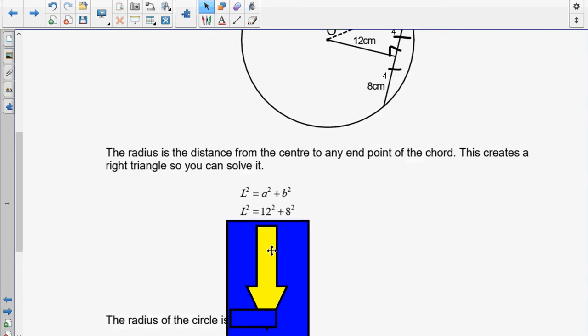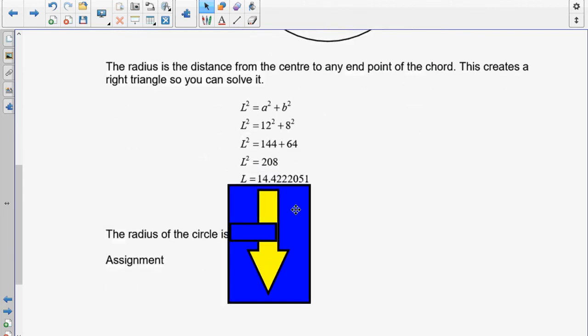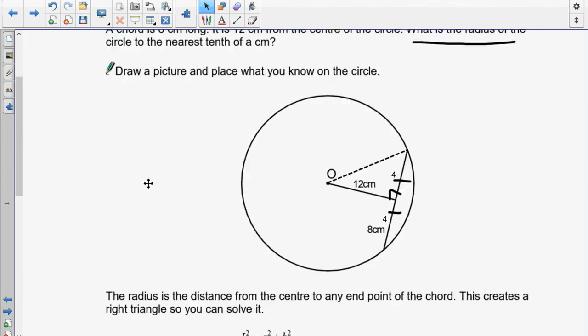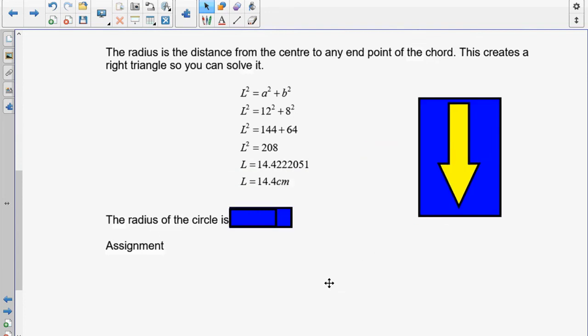Put in the 12, put in the 8. 12 squared is 144. 8 squared is 64. Add them, 208. Take the square root of L squared and the square root of 208. Go back up to our question. It's the nearest tenth of a centimeter. So rounding this off, the 2 does not cause the 4 to change. So my length of the hypotenuse is 14.4. So there is 14.4. Go back over these, redo them as many times as you need to until you can do them without any difficulty. And we will see you in the next lesson.